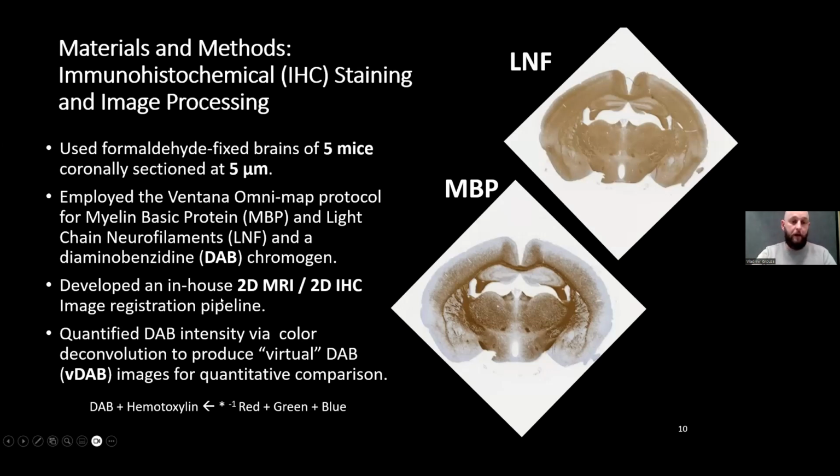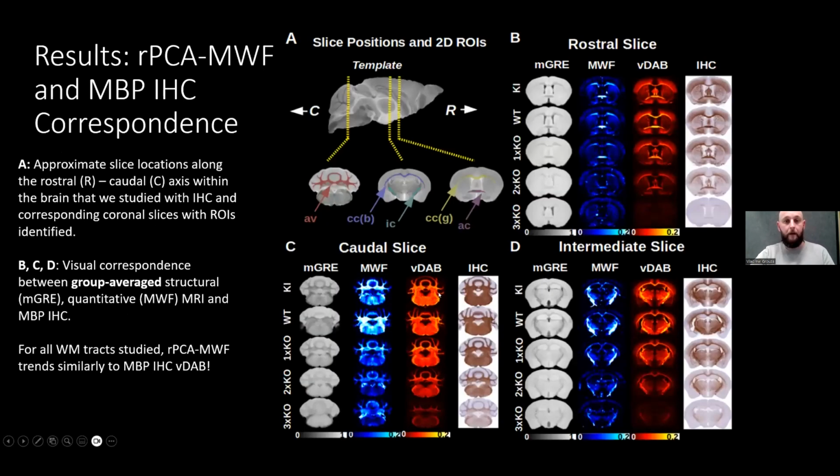And then we developed an in-house pipeline for 2D MRI to 2D IHC image registration, and we quantified the degree of staining using a deconvolution operation whereby a virtual diaminobenzidine image is deconvolved from a red, green, blue representation of a histological slide. So we took all this data together and we co-registered our histology to our 2-dimensional slices, and they're essentially all aligned to these 3 sections on the rostral-caudal axis of our template.